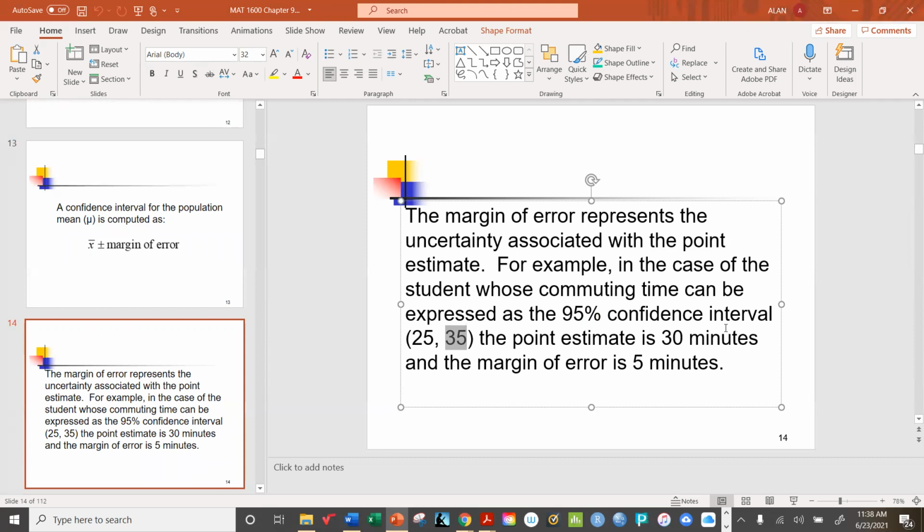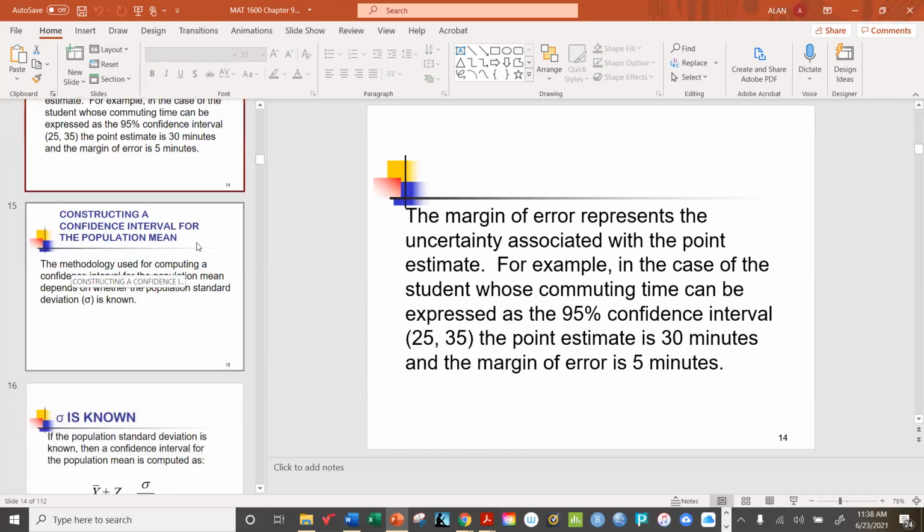Okay, so in other words, in this case, we had a sample estimate or point estimate of 30. The lower limit of this interval is 30 minus 5. The upper limit is 30 plus 5. So therefore, our margin of error must be 5 minutes. All right, and so you can see very easily that 30 is in the center of this interval, and the lower limit is 5 below, and the upper limit is 5 above. Therefore, the margin of error must be 5 minutes.